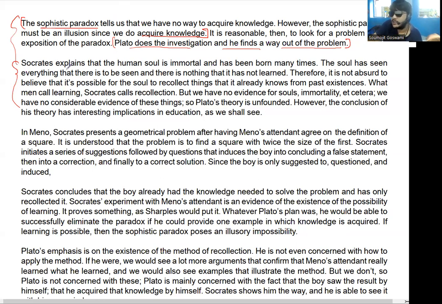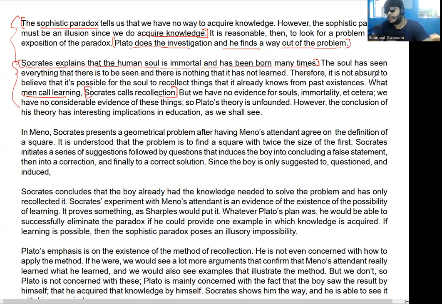Now, Socrates explains that the human soul is immortal and has been born many times. This is the idea that Socrates gives. The soul has seen everything that there is to be seen, and there is nothing that cannot be learned. Therefore, it is not absurd to believe that it is possible for the soul to recollect things that it already knows from past experiences, what men call learning. Socrates calls it recollection. All right.